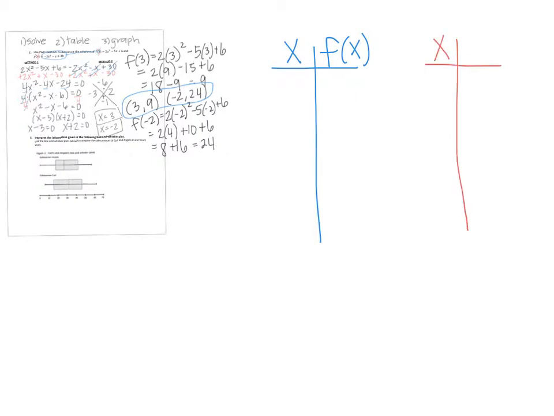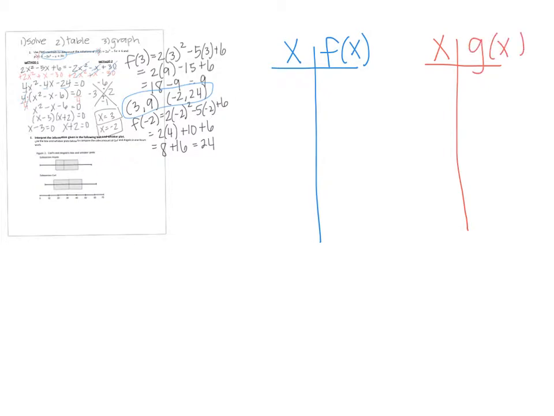So if you want to do a table, or actually two tables, you have to label one of them x for your inputs and then f of x for your outputs. And then your other table has to be labeled something different for the other equation. So inputs are still x, and your other equation is g of x.